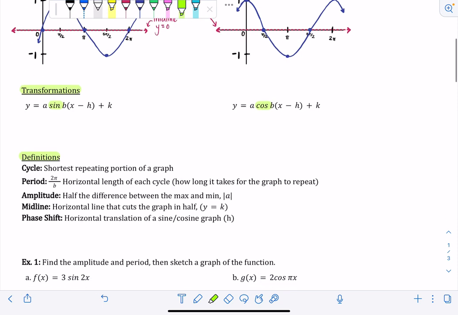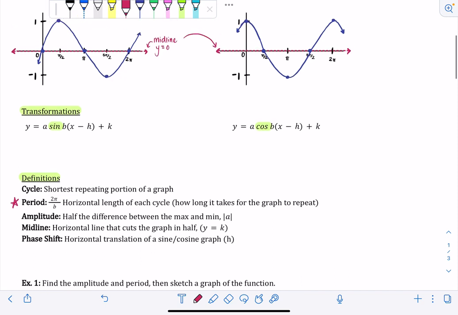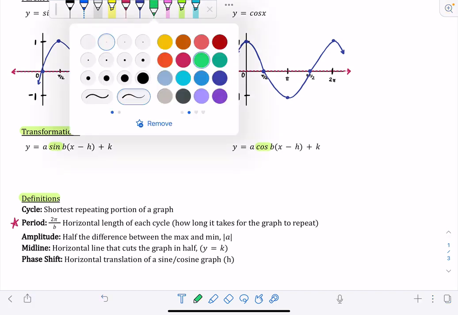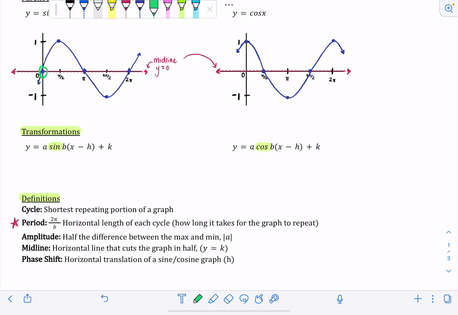And then this next part, the period, this is really important. So the period is the horizontal length of each cycle, basically how long it takes for it to start to repeat itself. You can find the period by finding 2 pi over b, or 2 pi divided by b. So if we look back up at the parent functions, if we're starting, say right here, we go up, come down, go back up, and then it starts to repeat itself right here.